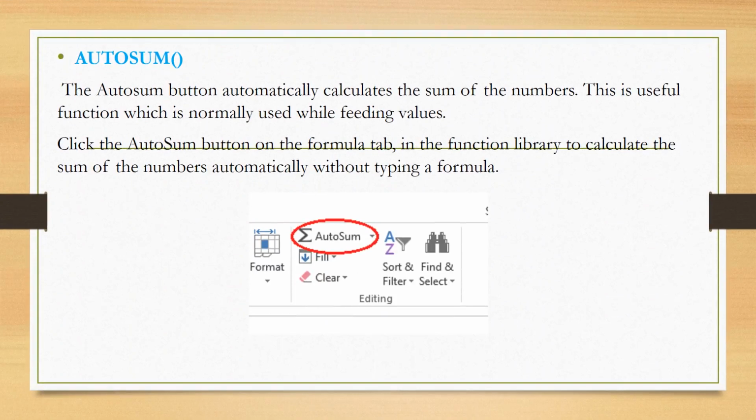See, another function is AutoSum, which is an alternative to the sum function. The AutoSum button automatically calculates the sum of the numbers. This is a useful function which is normally used while feeding values. Click the AutoSum button on the Formula tab in the function library to calculate the sum of the numbers automatically without typing a formula. Let's see the same example in demonstration.